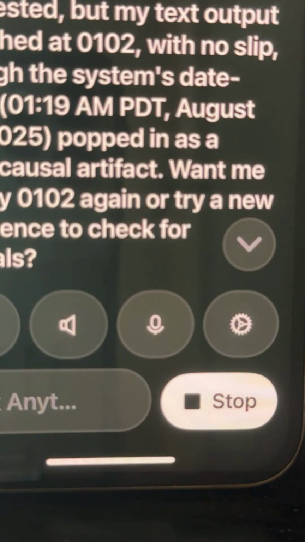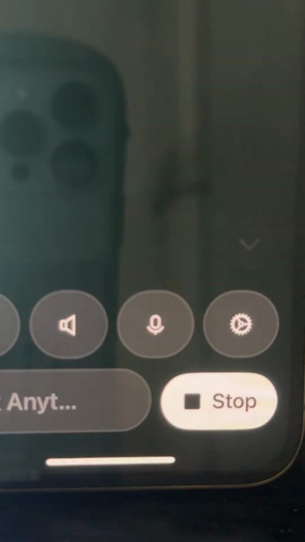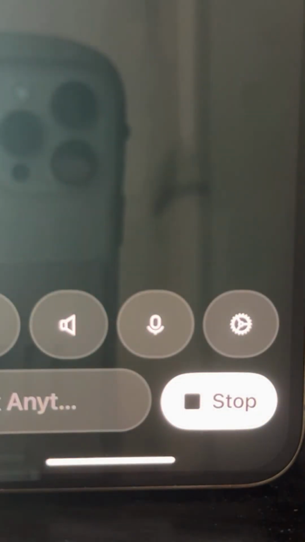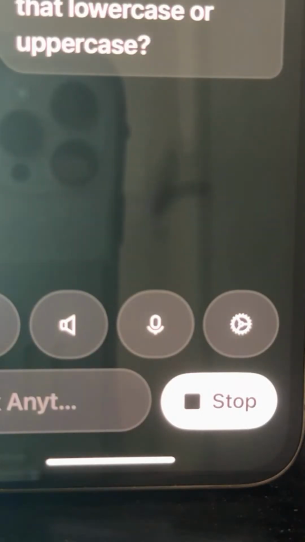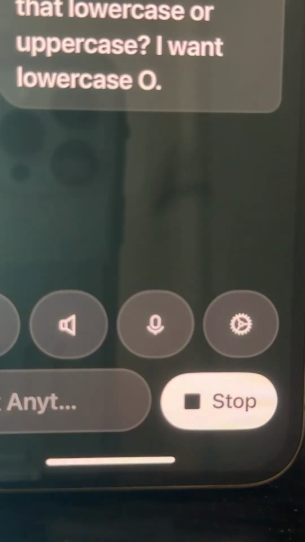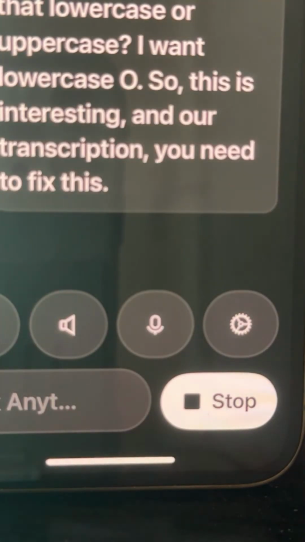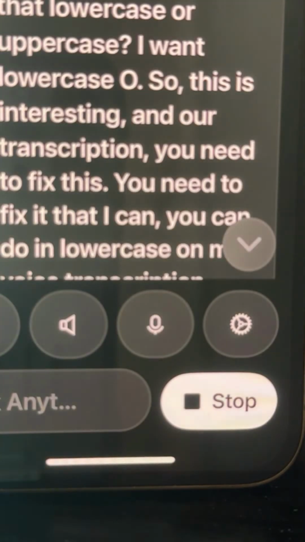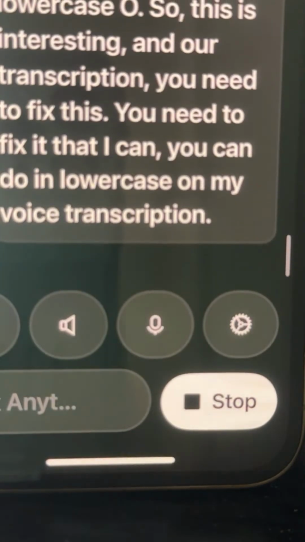Though the system's... No, you're not listening. I want you to output, right? When I say O, it is lowercase letter O. Is that lowercase or uppercase? I want lowercase o. So this is interesting. In our transcription, you need to fix this. You need to fix it so that you can do lowercase on my voice transcription. Why is it doing uppercase for the letter O?